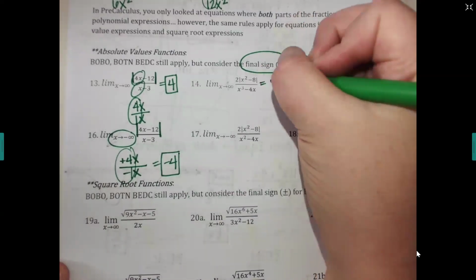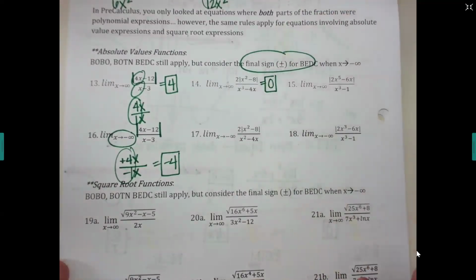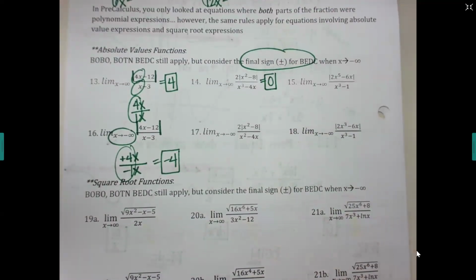Okay, next one. Bobo, Botten, or Betsy for number 14? Bobo, and Bobo gives me 0. Now, quick question. Can 0 be positive or negative? No, so you don't have to check weird stuff for that, right? Okay, next one. Bobo, Botten, or Betsy? Betsy, and I'm going to what kind of infinity? Negative, then I have to just check. So the answer is going to be 2 over 1. The question is, should I keep it positive or turn it negative?